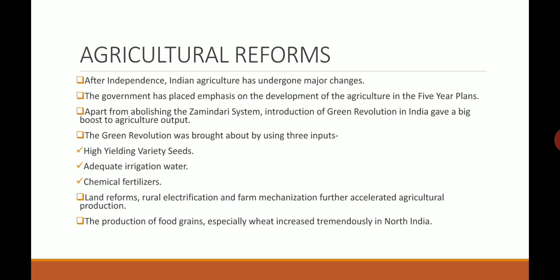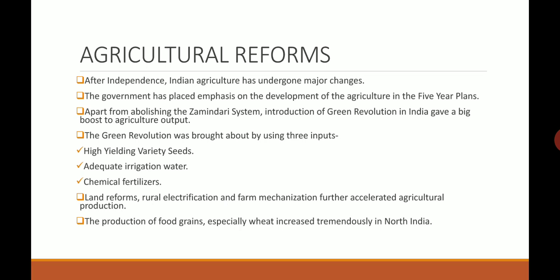Third, apart from abolishing the zamindari system, there was the introduction of the green revolution. It means the green revolution also took place in India, which gave a big boost for agriculture output. The green revolution brought three major changes, or it has given three inputs. First is high yielding variety seed, means HYV seeds. Second is proper irrigation water to the agriculture field. Third is better chemical fertilizers.